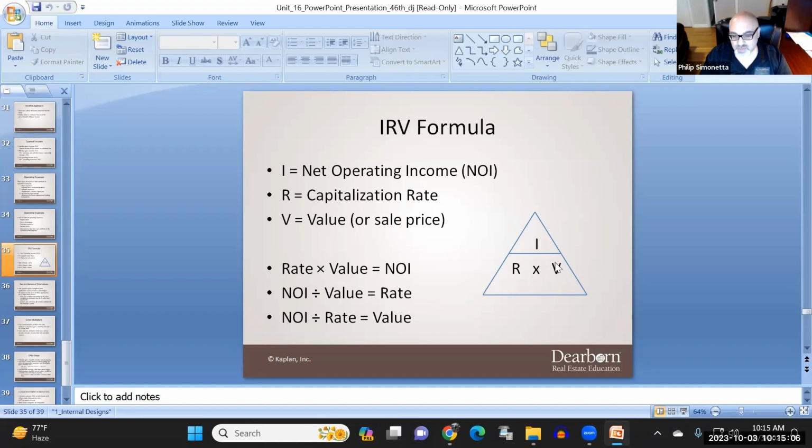And if you want the value, you cover the V. What do you have? I divided by R. So all you have to do is draw an I, put a line, and R times V, and whatever the question is asking, just cover that one in your head and do the math. You just have to remember it's I over R times V. If they want the rate, I divided by V. If they want the value, I divided by R. If they want the NOI, R times V. You just take the two numbers in the question and multiply or divide them.